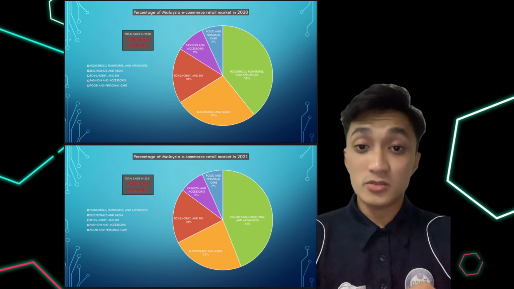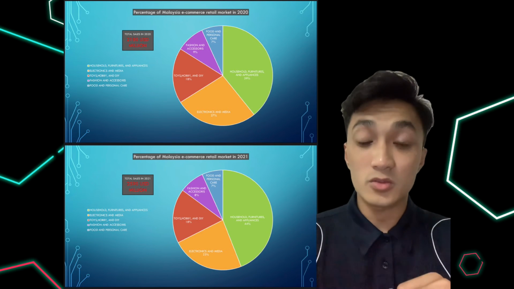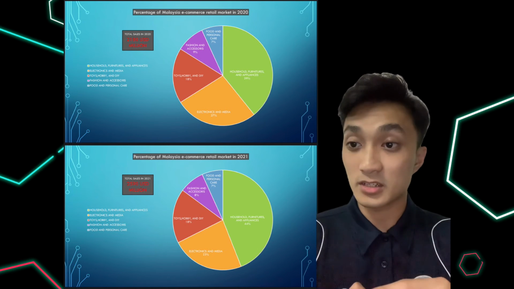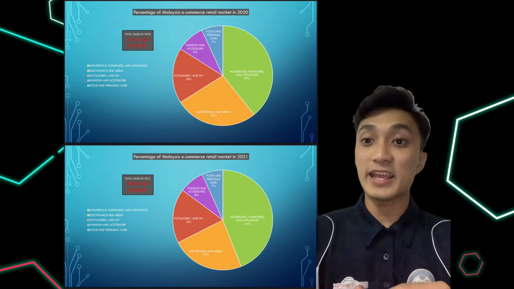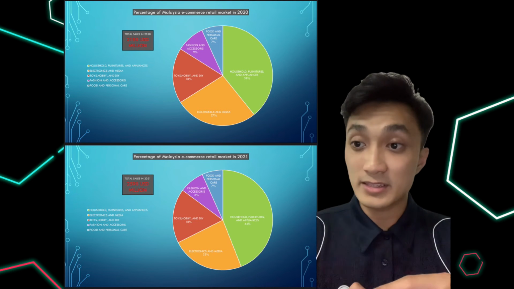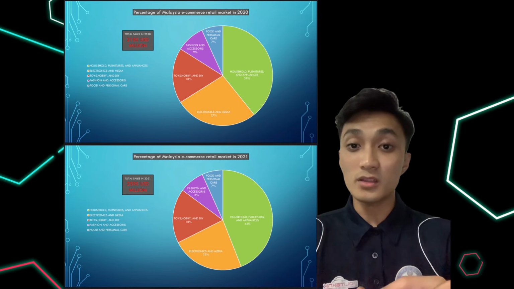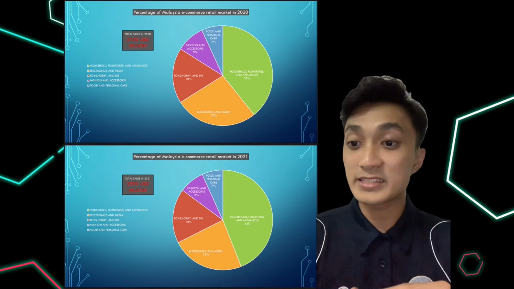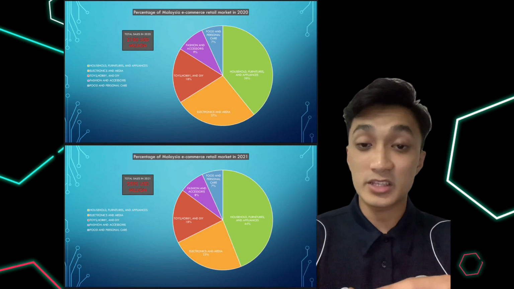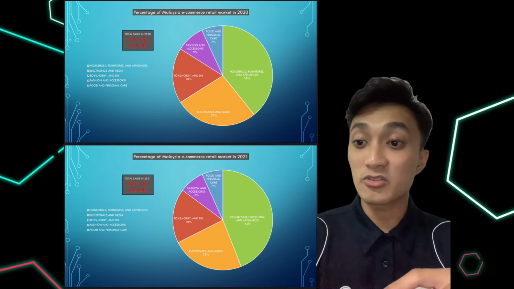There are also two items that have decreased from 2020 to 2021. The first item is fashion and accessories. In 2020, the fashion and accessories is 9%, and in 2021, the fashion and accessories is decreased to 8%. The second item is electronics and media. In 2020, the electronics and media is 27%, and in 2021, the electronics and media is decreased to 23%.